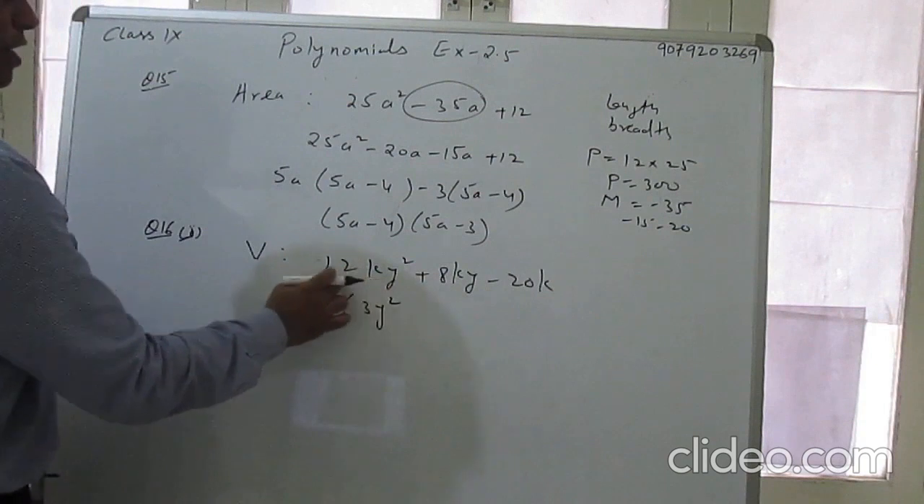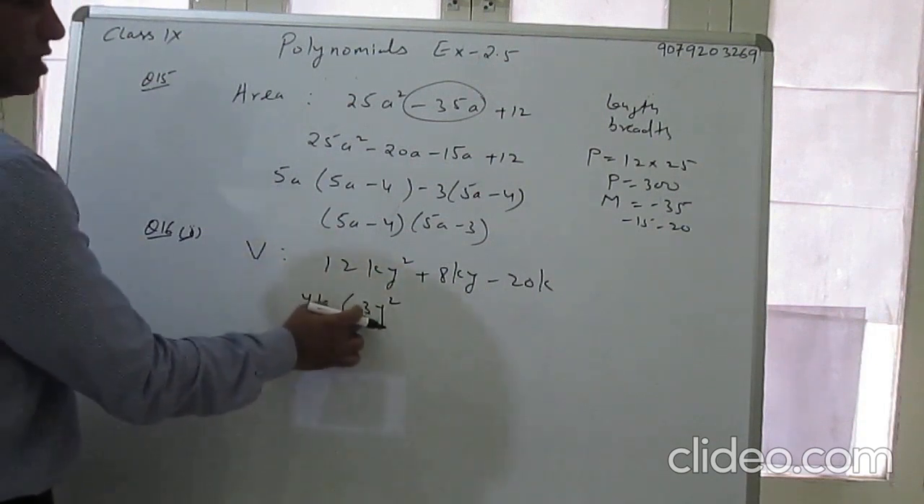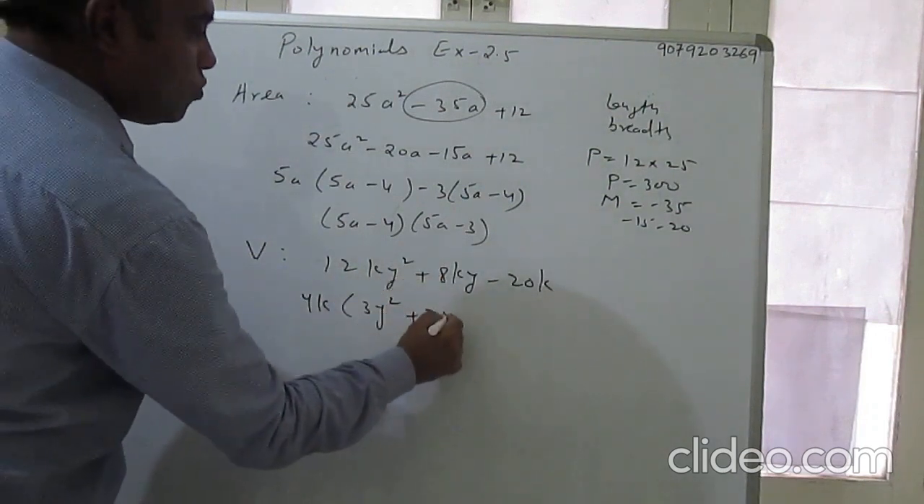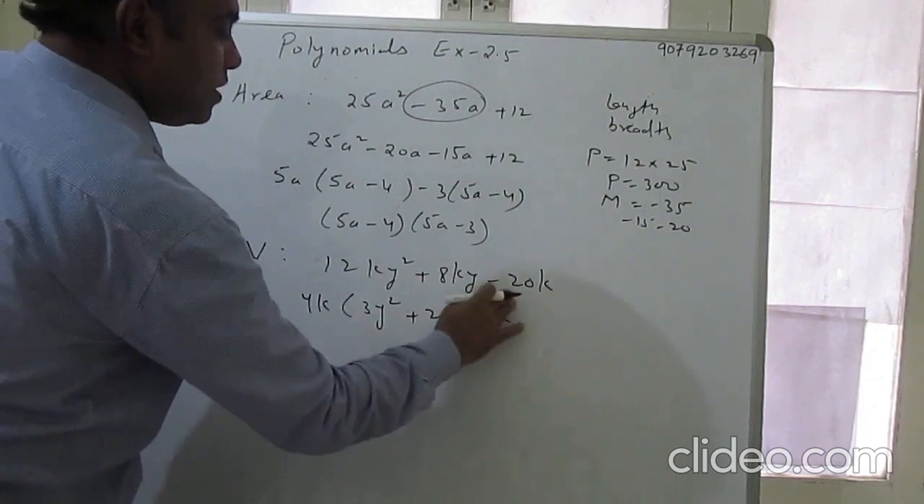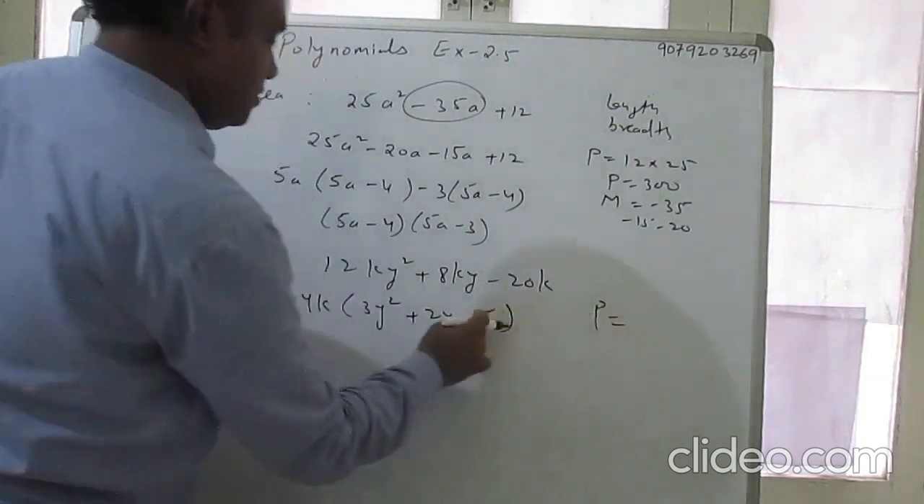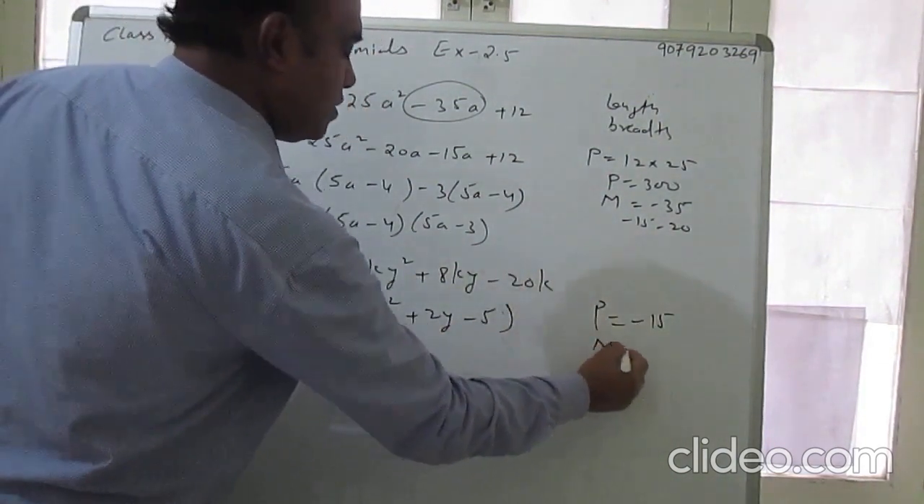3y square, 4k common आ गया, 3k 12 का multiple होता है. 3 into 4, 4 comes out, 3 inside. 4 into 2, 4 outside, plus 2y minus 5, k is also outside the bracket. So what is the product here? 3 into minus 5, minus 15, and the middle term is 2.